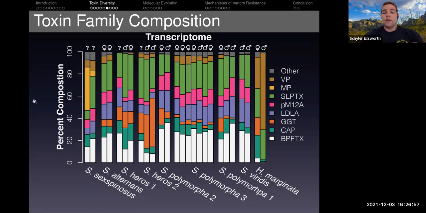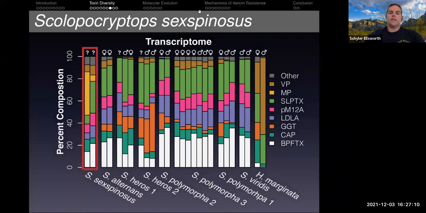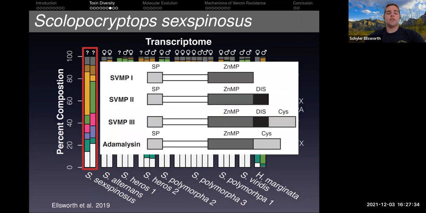Like I said, this is a lot of information that I've thrown out for you guys to look at, but I wanted to highlight a few of the different groups that look a little different here. The first group I wanted to highlight is this group right here, which is Scolopocryptops sexspinosus. Again, this was the outgroup that I used, but it is still within the order Scolopendromorpha. We can see here that this venom has these distinct yellow bars that we don't see anywhere else on this figure. These yellow bars are the metalloproteases that I was able to write about for this species.